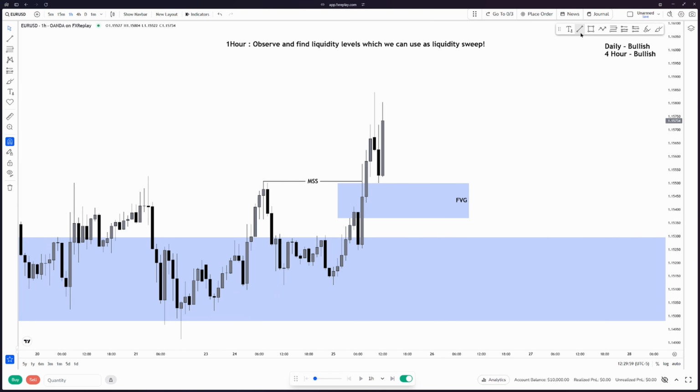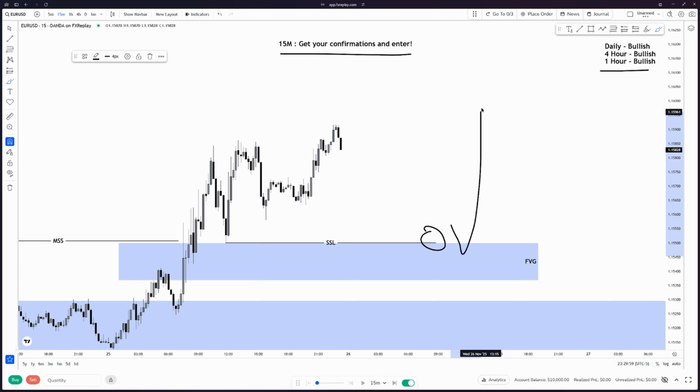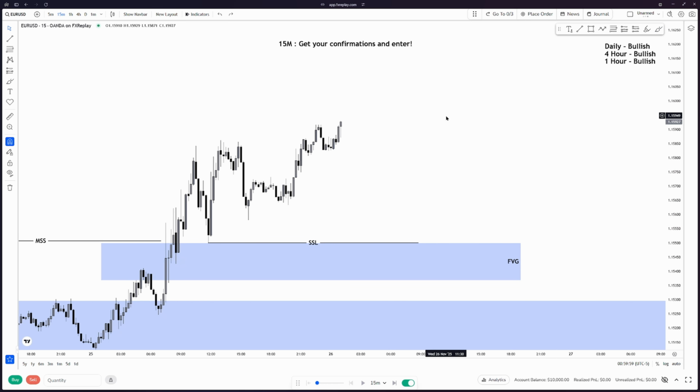I can see a low here, which is also within the 4-hour fair value gap, so we will mark this as our sell-side liquidity, and we will go long after this sweep. So the last step is that we have to get our confirmations, and then we will enter on the 15-minute time frame. First, let's wait for price to sweep our sell-side liquidity level so we can look for confirmations.